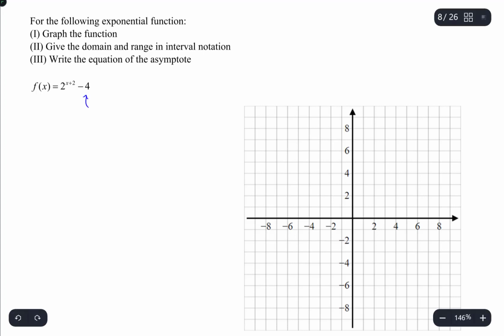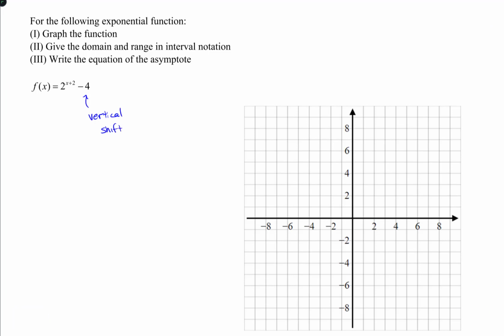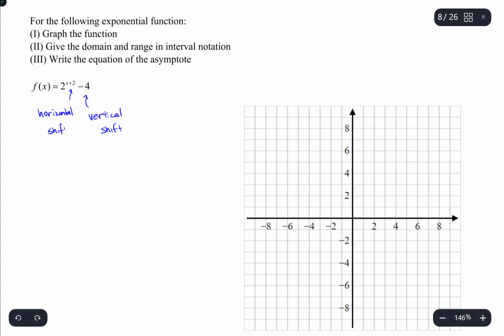So this minus 4 over here, because it's not inside the exponent, that's a vertical shift. So it's going to move the graph up or down whatever number of units this is. The plus 2 that's on the inside of the exponent, that's going to be a horizontal shift. And we'll move the graph left or right, just depending what the value is.